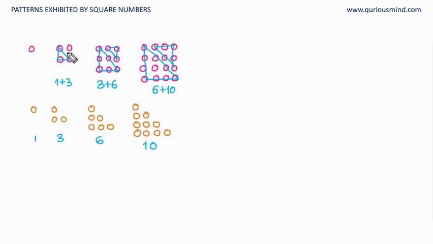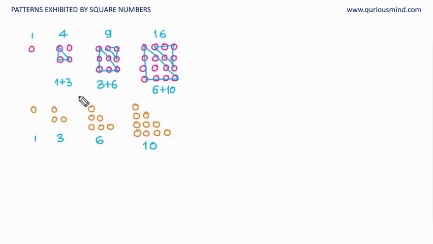Now we can see that square numbers are actually the sum of two consecutive triangular numbers. This square number 4 is actually the sum of 1 plus 3, two consecutive triangular numbers. This square number 9 is the sum of 3 plus 6. And this square number 16 is also the sum of these two. There is another pattern there.